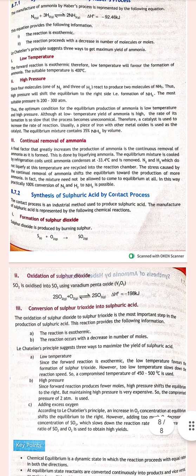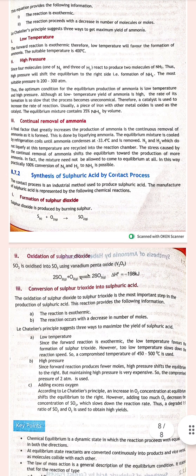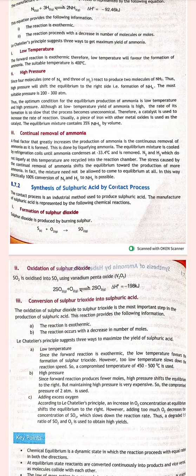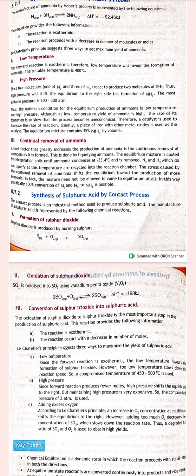The equation shows that it's an exothermic reaction and the reaction proceeds with a decrease in the number of moles. Low temperature: the forward reaction is exothermic, therefore low temperature will favor the formation of ammonia. The suitable temperature is 400 degrees C. High pressure: since 4 molecules react to produce 2 molecules, due to high pressure, the equilibrium will shift to the right side, formation of NH3. The most suitable pressure is 200 to 300 atm.